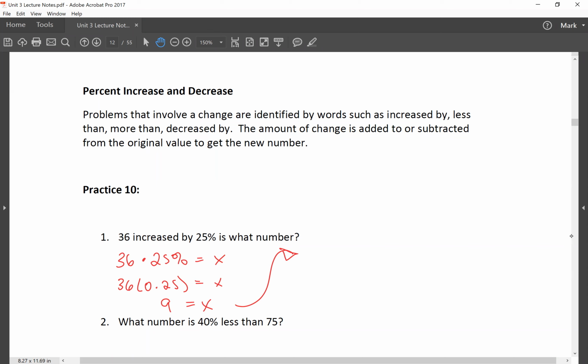36 is being increased by 25%. So I'm trying to figure out what my new number is. So then what I would do is I would take my original number and add 9 to it, and I would get 45. So 36 increased by 25%, that's basically saying 36 plus 9 is what number? 36 plus 9 is 45.